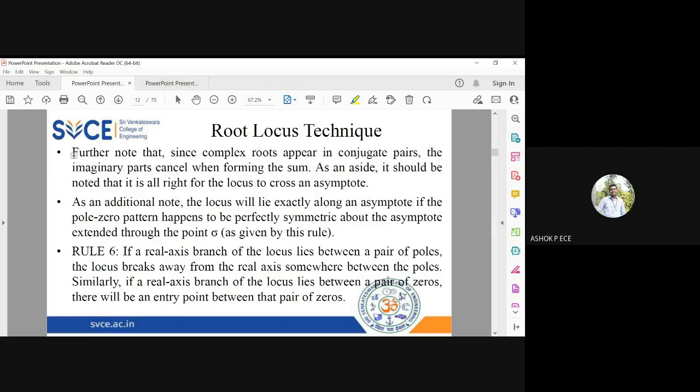So since complex conjugate roots occur in pairs, they will get subtracted. When you subtract them, they will get eliminated. So that is not going to be an issue here. This point is very, very important, because from this point only the root locus starts branching outwards.